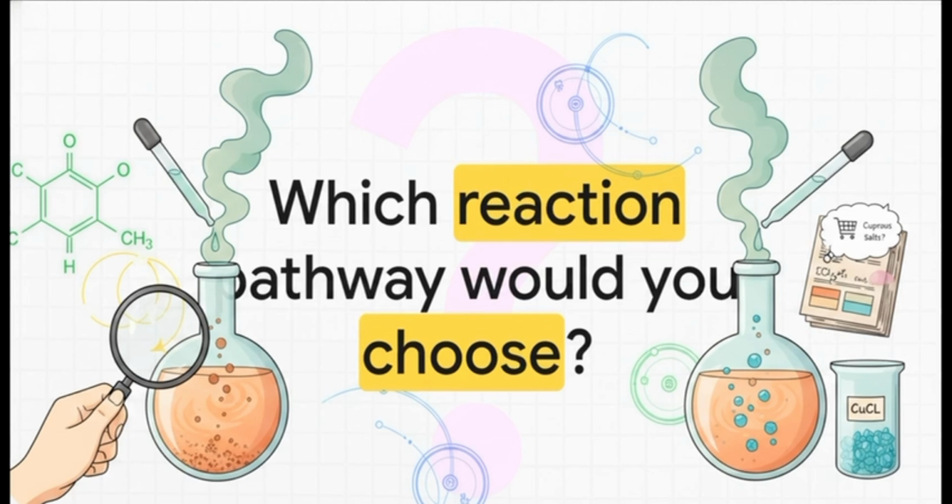So what do you do? Do you proceed with Gattermann, knowing it might be a bit less efficient than Sandmeyer? Or do you halt your synthesis entirely to order cuprous salts? Think about how the available reagents really dictate your pathways.